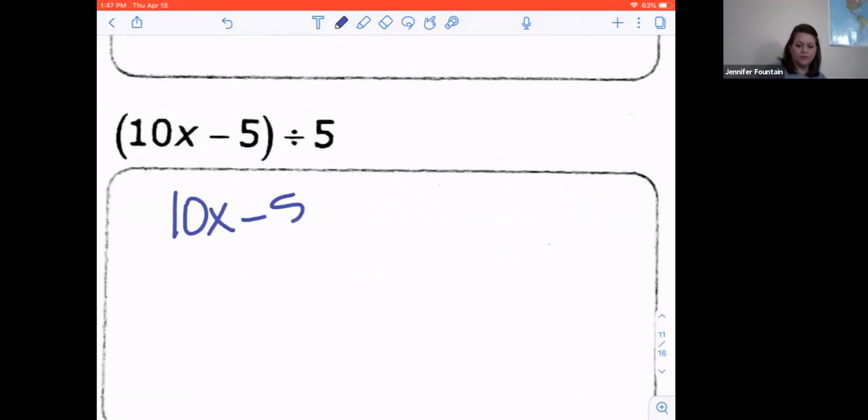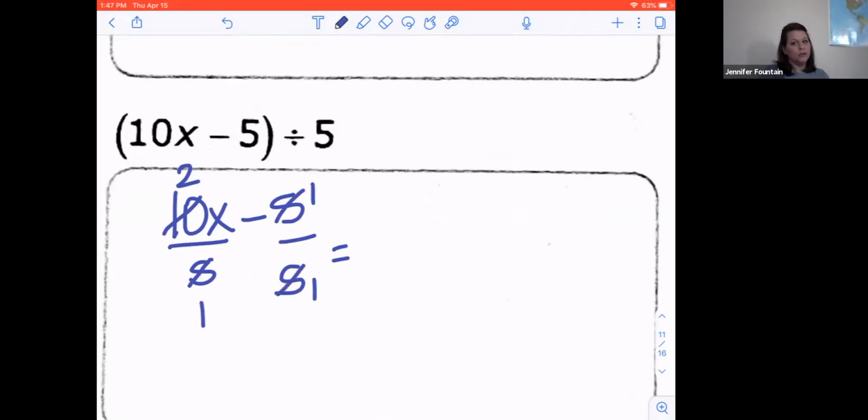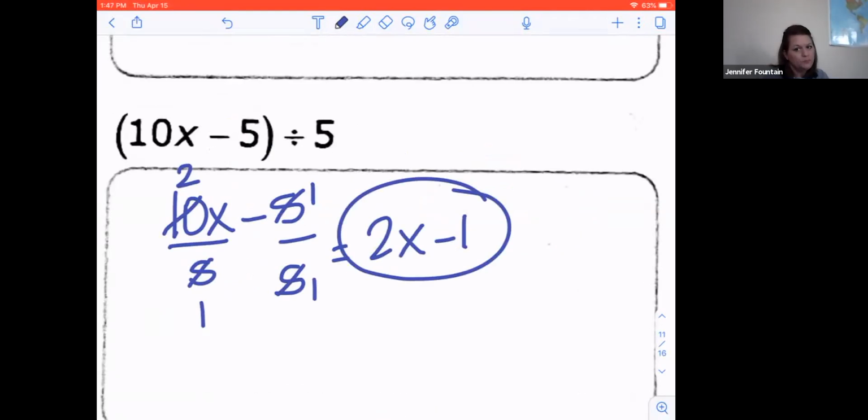10x minus 5 divided by 5. 5 divided by 5 is 1. 10 divided by 5 is 2. So I'm left with 2x in my first one. 5 over 5 cancels to 1 over 1. So 2x minus 1. At any point that you're having trouble and you're not sure why we're doing what we're doing, please let me know.